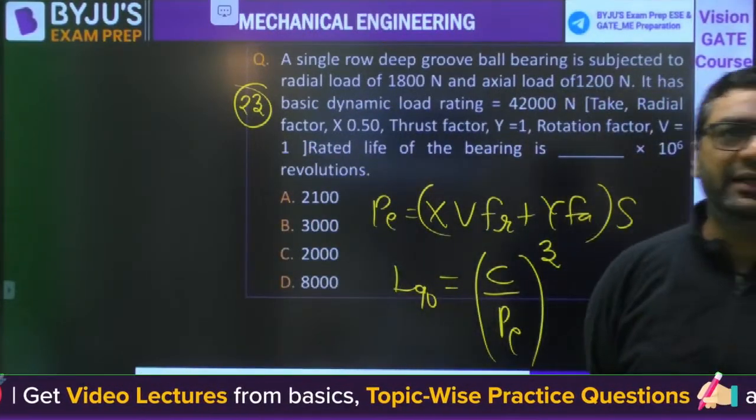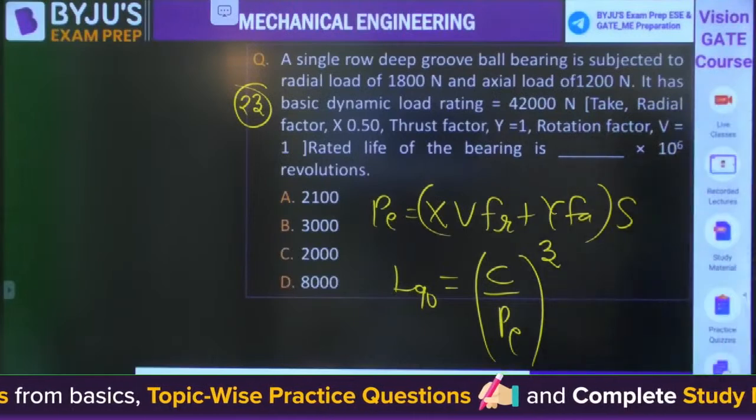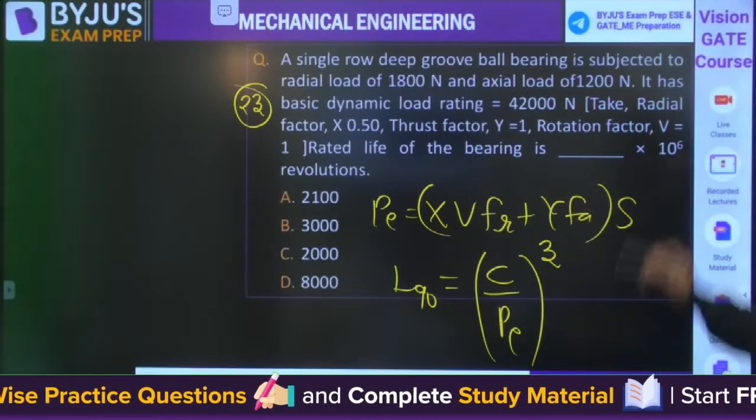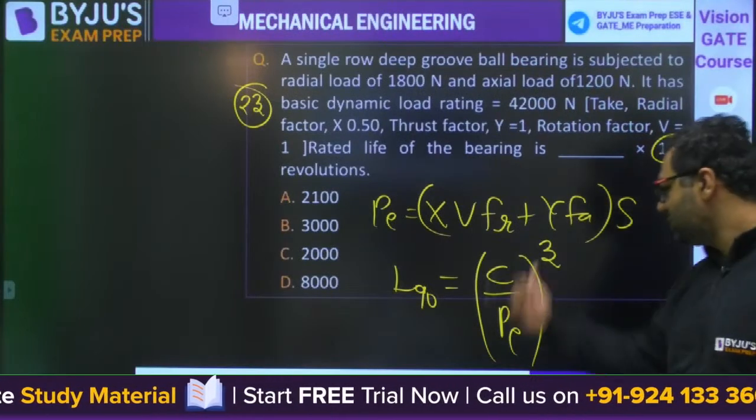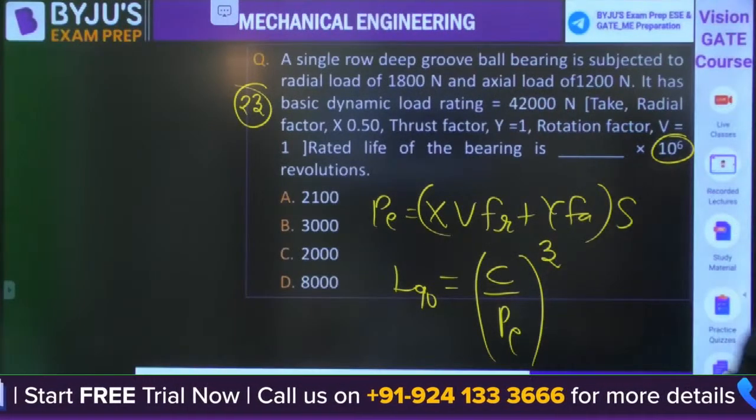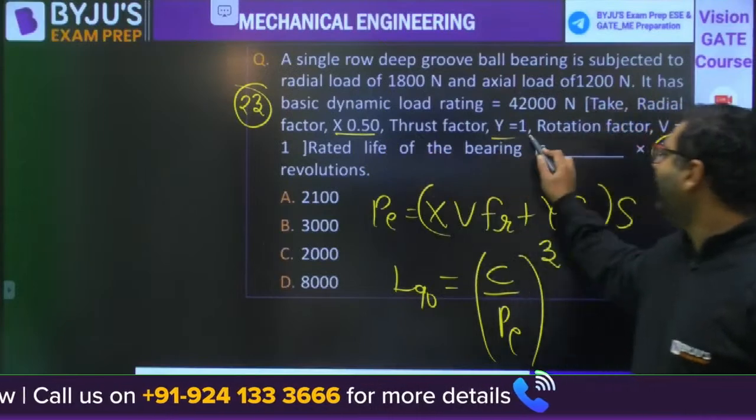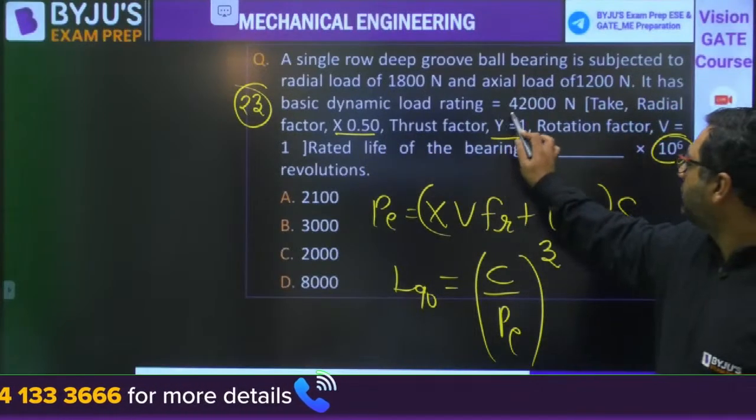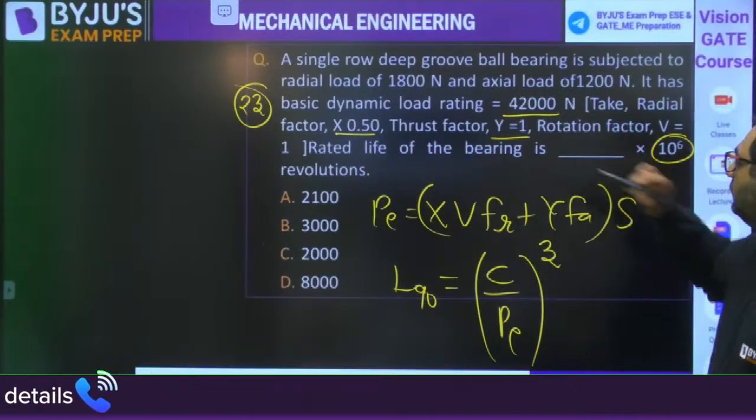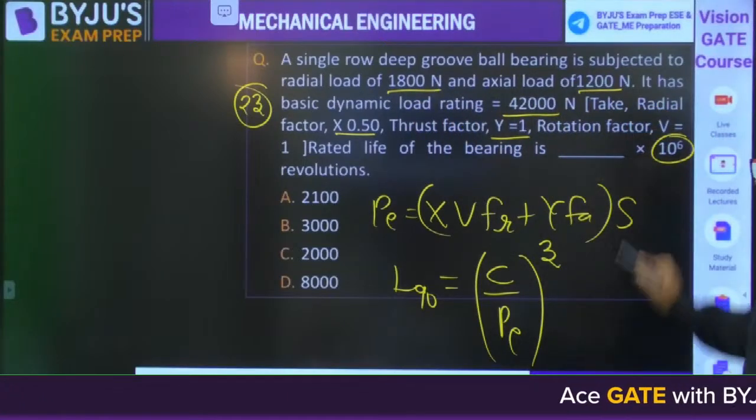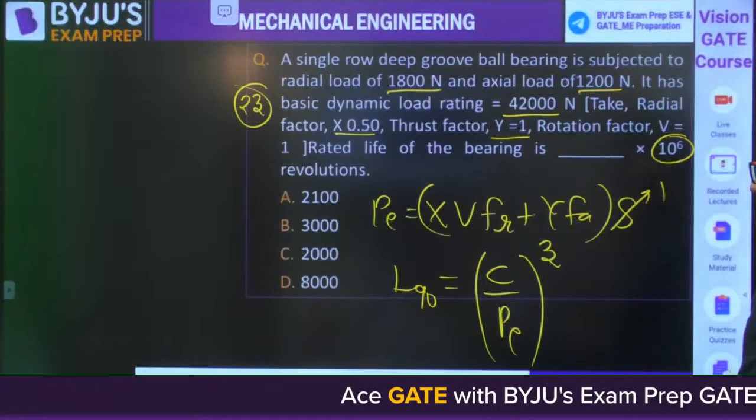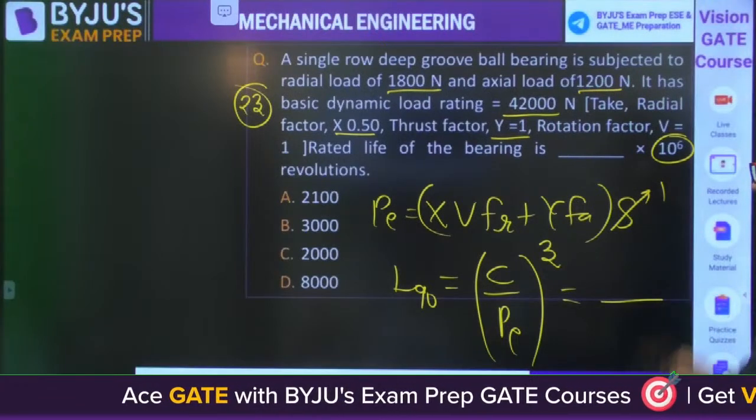So try to solve it, get the answer, guys. They're asking you the rated life of the bearing in millions of revolutions. So C by P_E. First find P_E. This is X, Y, this is C, this is F_R, F_A. Take this as 1 as it is not given. Solve the answer.